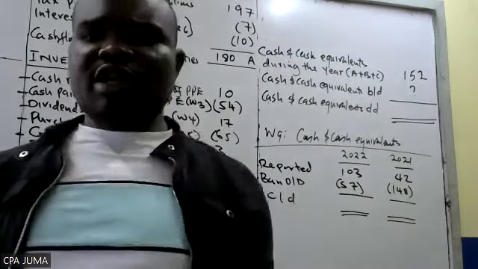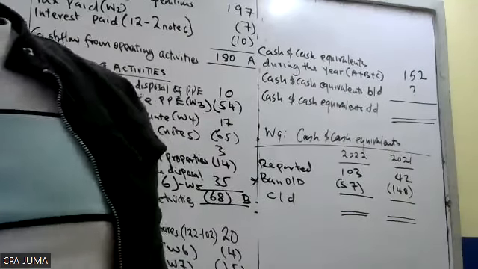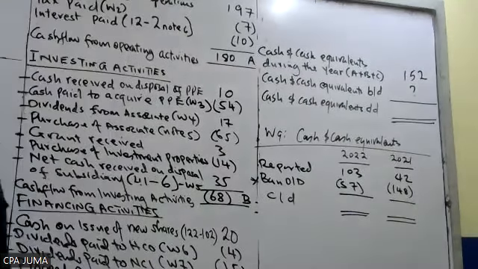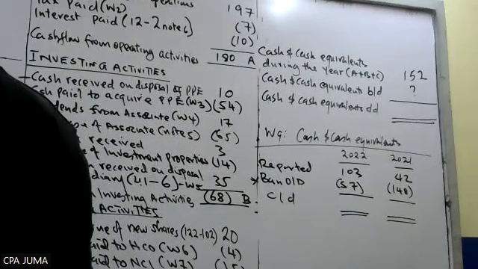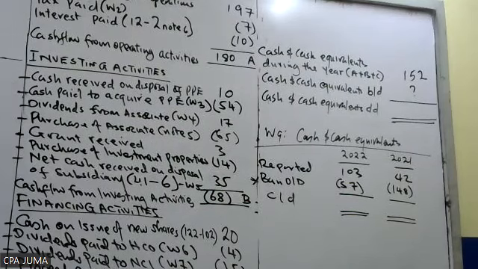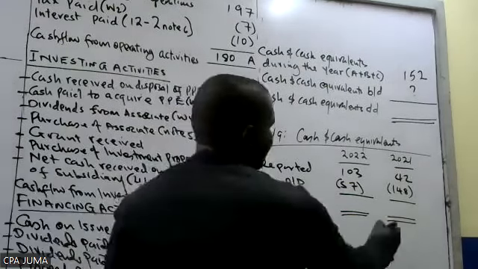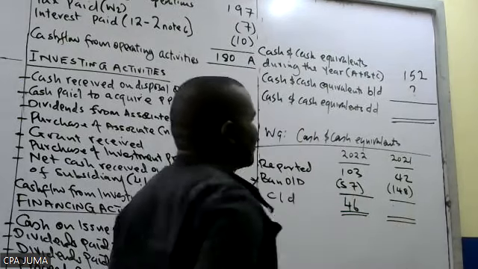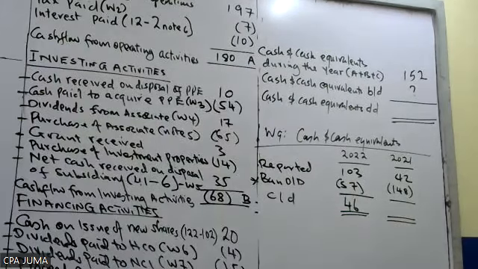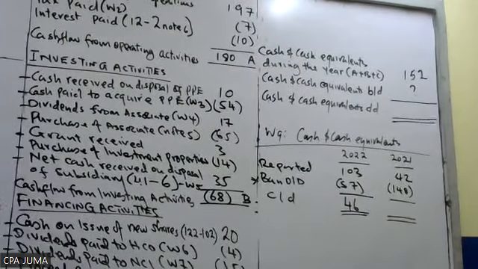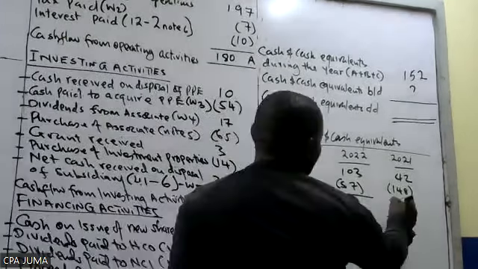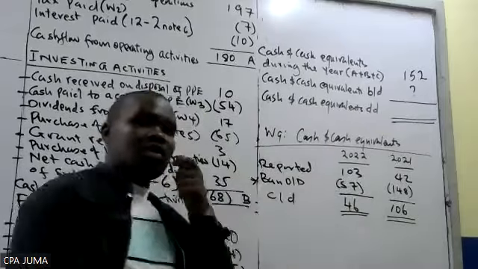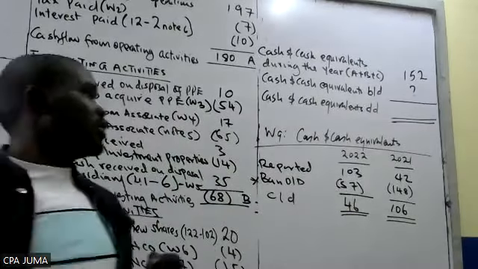So can you give me the two figures? The first one is 46. This one seems negative. So 46, and 106 negative.